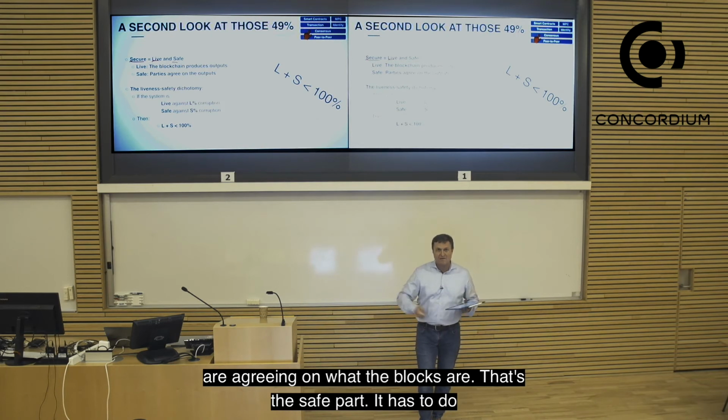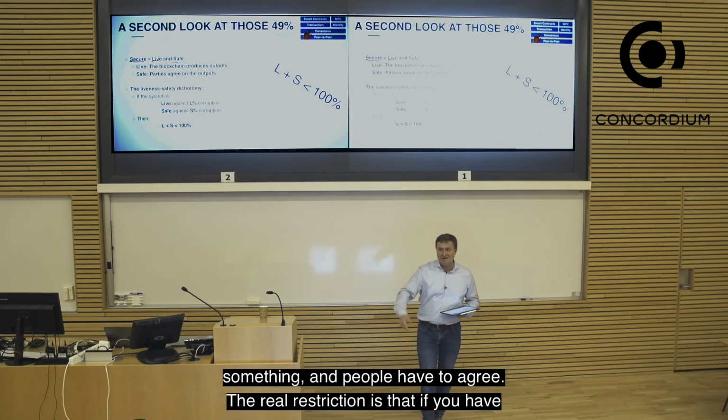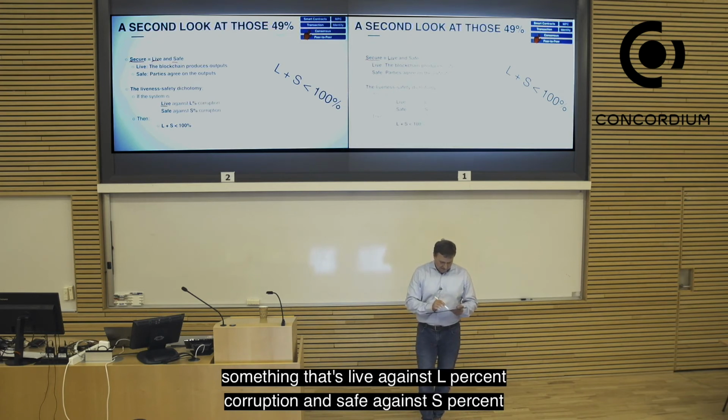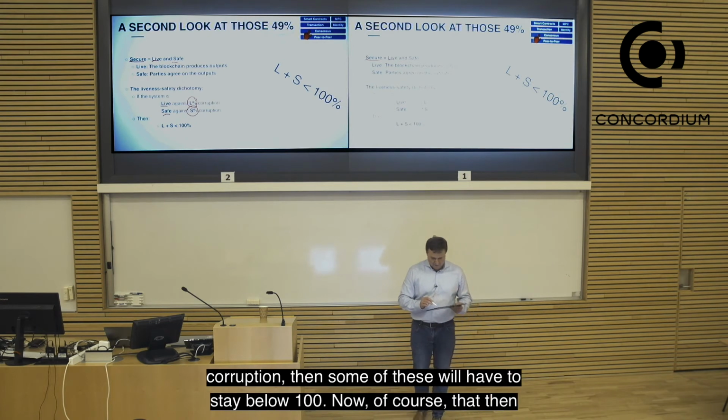That's the safe part, okay? It has to do something, and people have to agree. And the real restriction is that if you have something that's live against L% corruption and safe against S% corruption, the sum of these has to stay below 100.